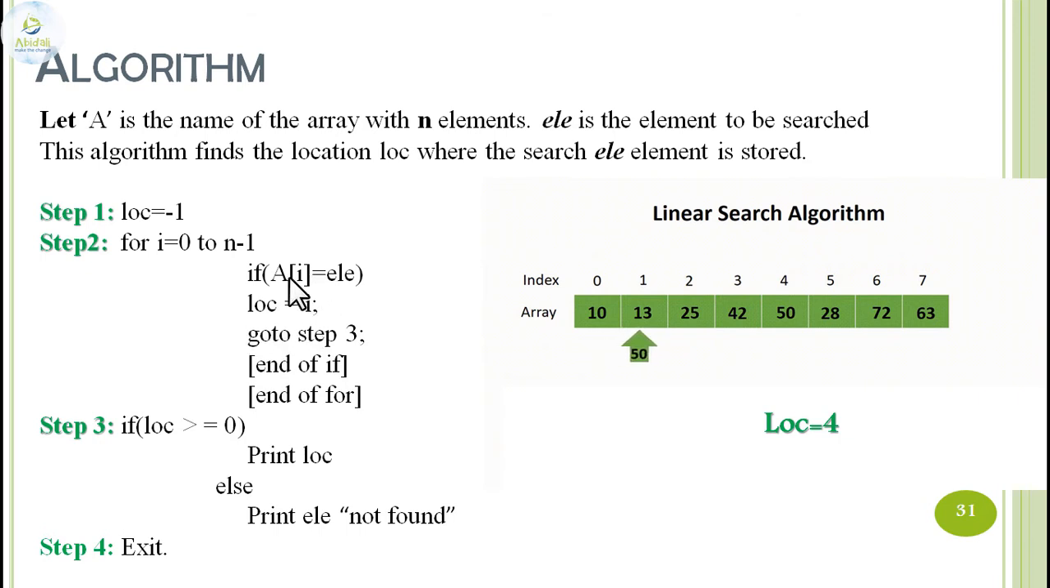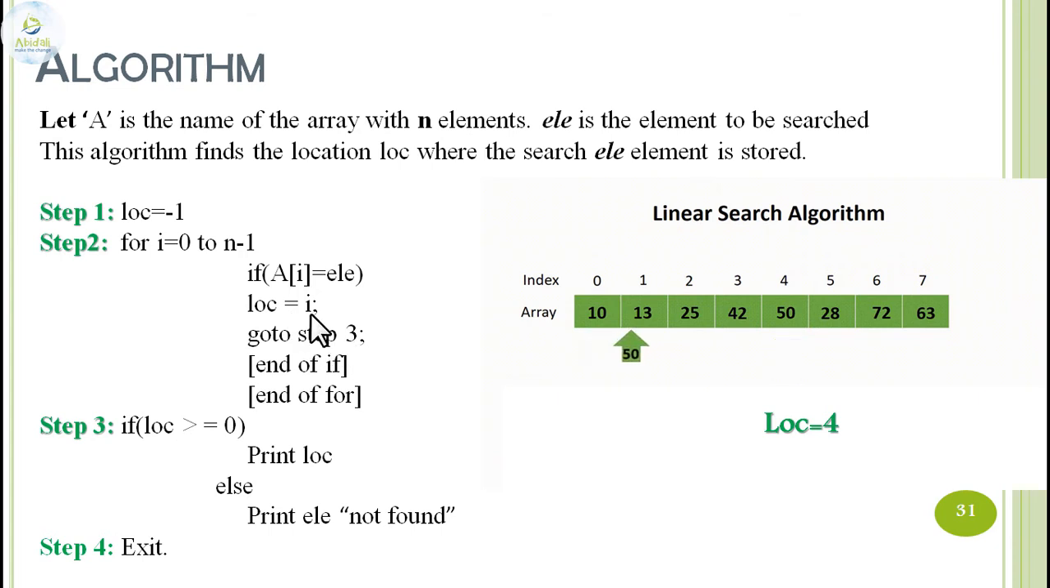If the match is found, as you can see here, A of 0, that is 10, will be compared with 50. 30 will be compared with 50, 25 will be compared with 50, 42 will be compared with 50, 50 will be compared with 50, then the search is successful, both are matching. So this statement gets true. When it gets true, the location value will be initialized as 4. So LOC is equal to 4.